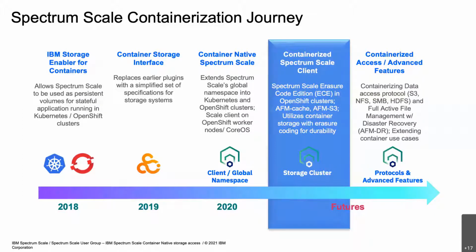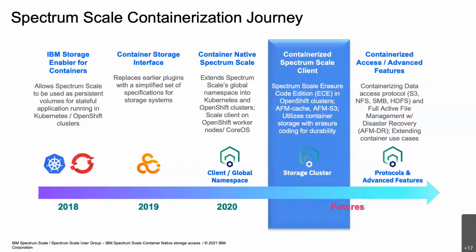Container native Spectrum Scale is used in OpenShift clusters only. We support OpenShift, and we run on CoreOS nodes. So today and in the future, we're looking at enhancing our clients. We're looking at trying to incorporate storage on the worker nodes itself with Erasure Code Edition on the OpenShift clusters, AFM Cache, AFM S3, and also looking at enhancing the protocols that are offered by Spectrum Scale today.